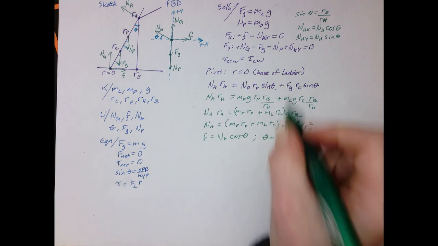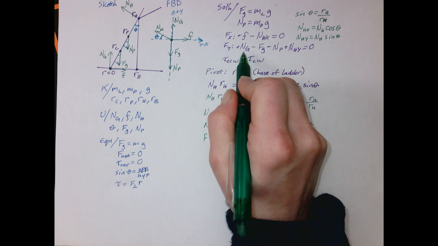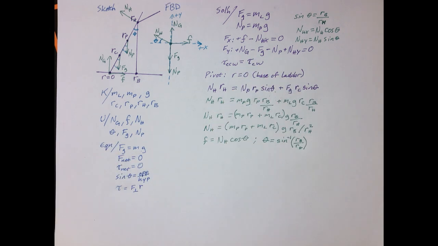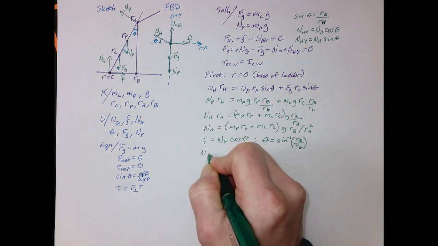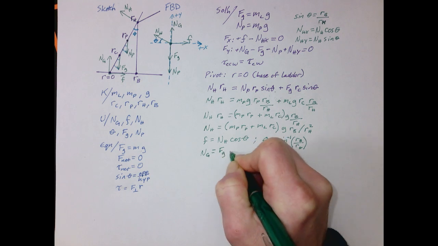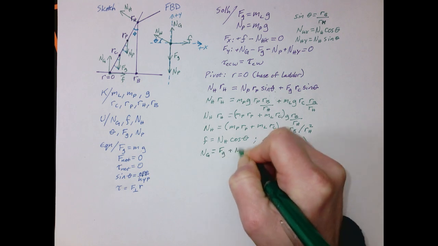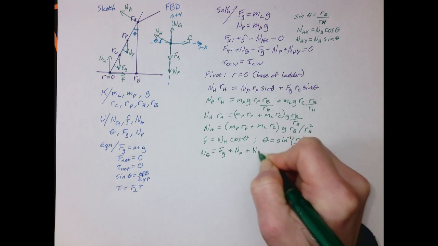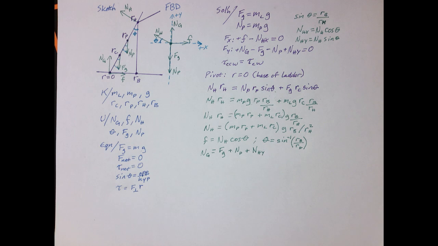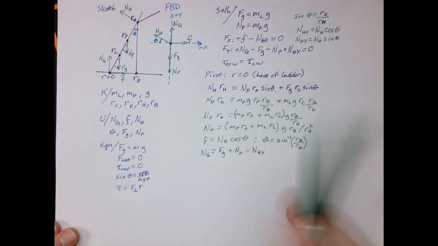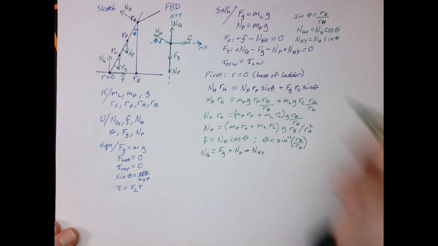Alright, and then we can solve our last expression up here for n sub g. That's the last quantity we're missing from our unknown list. N sub g equals F sub g plus n sub p plus n sub hy. Oops, that should be minus, since we had to subtract to get it to the other side of the equal sign.